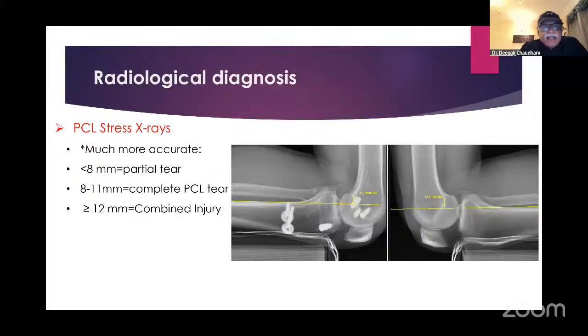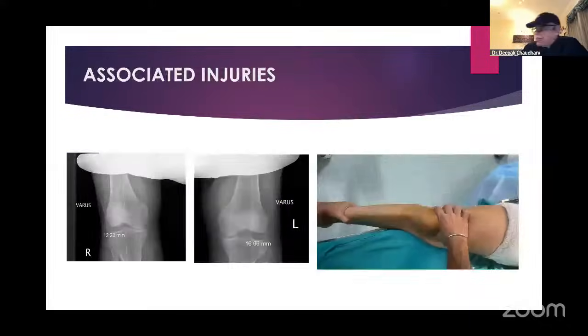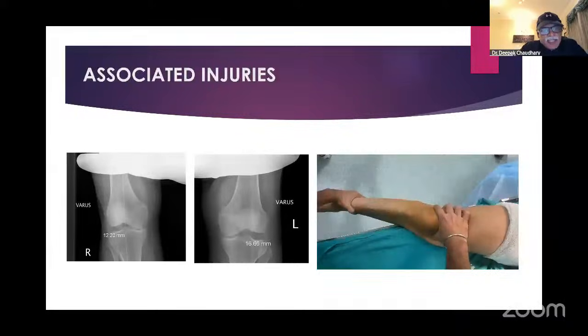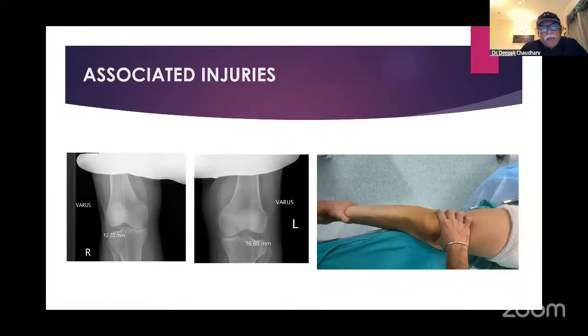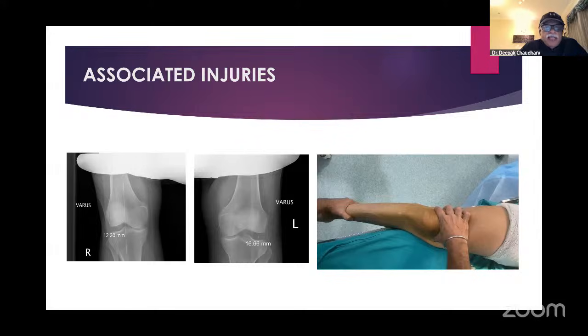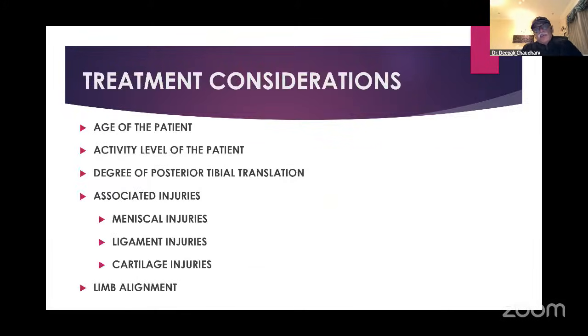So these are the associated injuries one must look for, and the stress X-rays show the amount of opening on the lateral side, for which LaPrade has given some measurements that we follow in our clinical practice. When considering a patient, you have to consider the age, the activity level, the degree of posterior tibial translation, and always look at the knee as a whole, including associated meniscal, ligament and cartilage injuries.